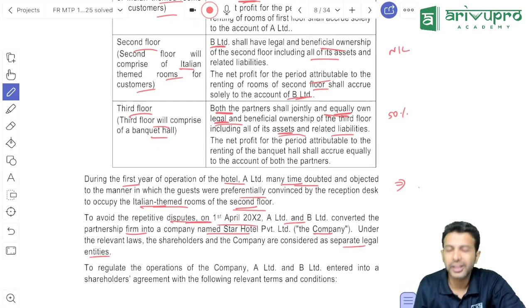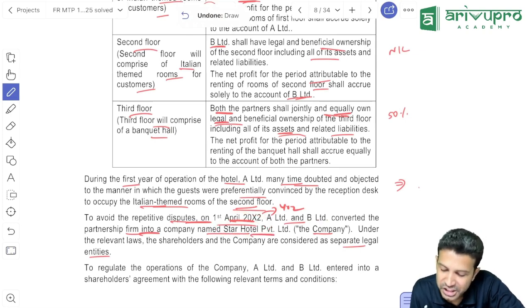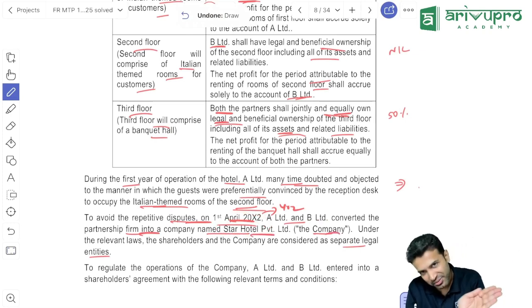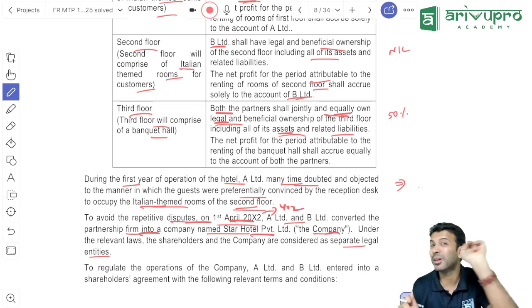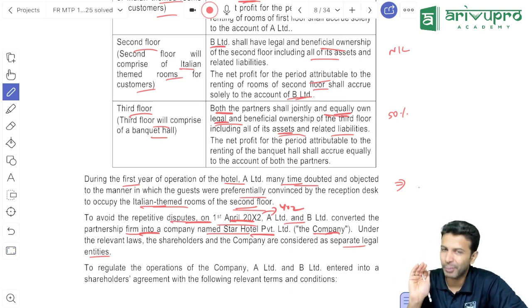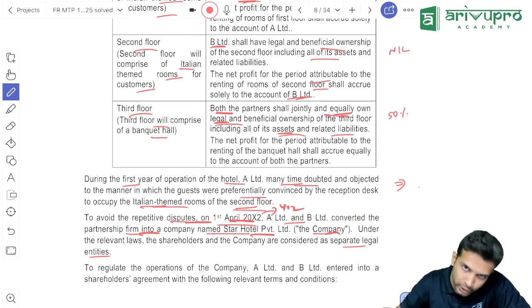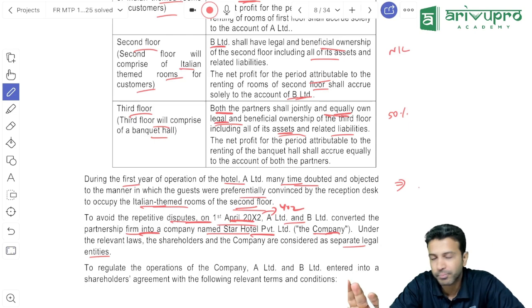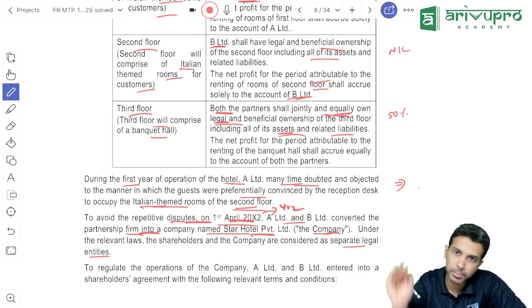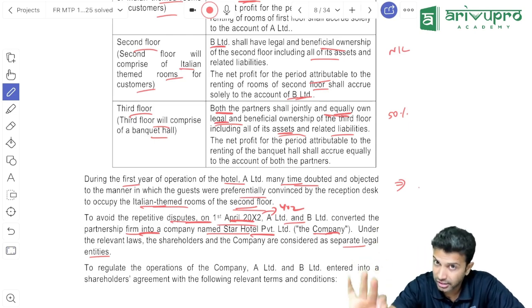To avoid these repetitive disputes, on 1st April 20x2, that is year 2, A Limited and B Limited converted the partnership firm into a company, Star Private Limited. Now the partnership firm got converted into a company. That means now it looks like a JV feature because a new entity is formed. But hang on, just because you have formed a new entity, it will not become a JV. For it to be a JV, there are some indicators we look for. Usually a new entity will be formed, that is a company or LLP, and that company itself should buy all the assets. The company only should incur all the expenses and liabilities. That is the JV feature.